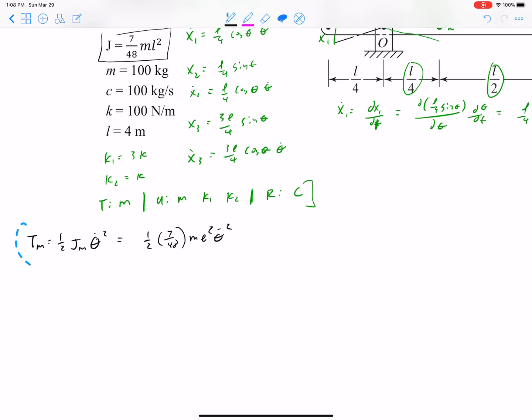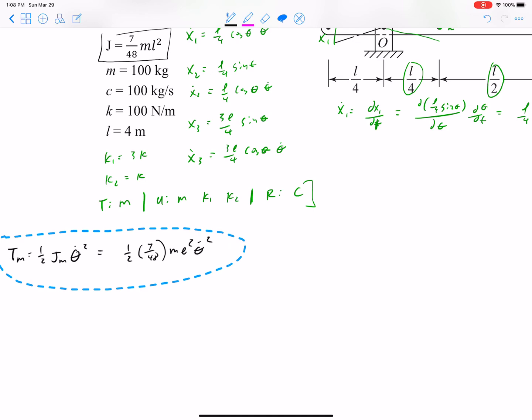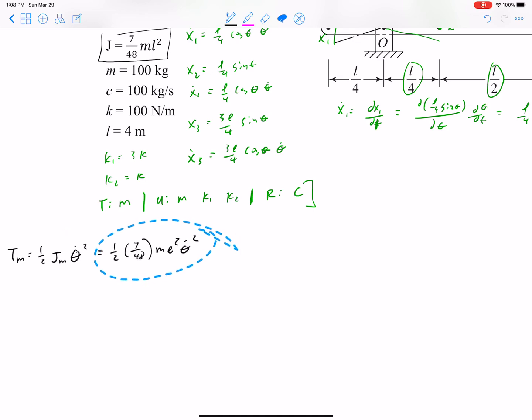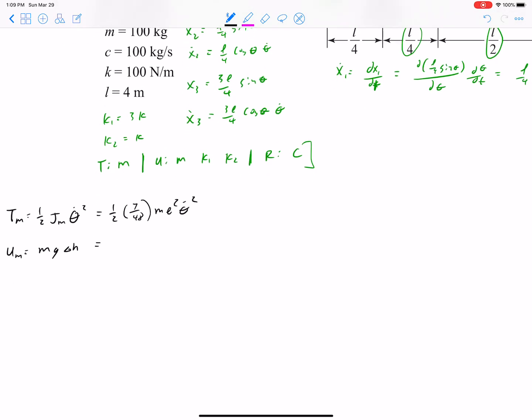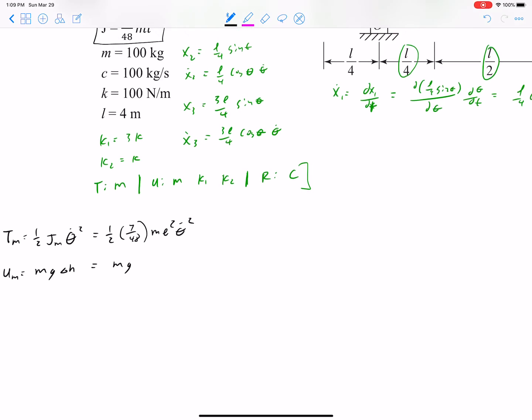Now, I'm going to move that down just a little bit and over so I get that room back because I'm going to be using it. Now, let's take a look at the potential energy of that mass, okay? That's going to be mg times delta H, okay? And in this case, delta H is equal to x2. So it becomes mg times L over 4 sine theta, okay?